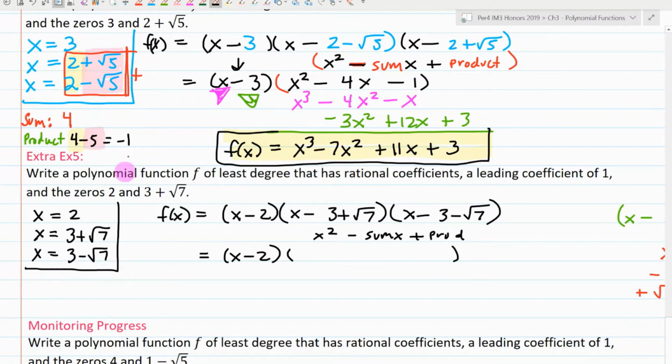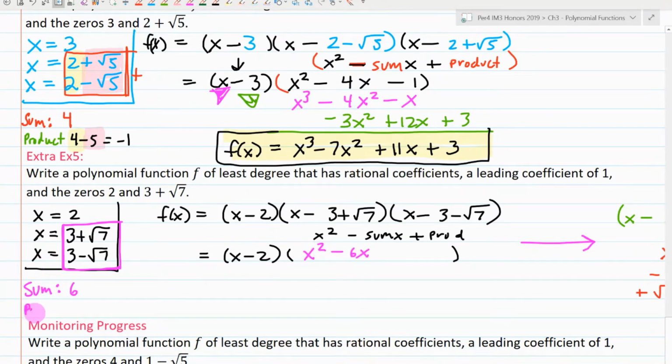Okay, so we're going to do it this way because it's faster than that way that I just showed, going really fast. So we're going to do sum. And again, you're only doing it of the radicals, not of the whole number. So just the two conjugates. So if I add 3 plus 3, that's 6. And if I add radical 7 minus radical 7, they're going to cancel. So the sum is always going to just be the sum of the numeric values. So this is going to be x squared minus 6x.